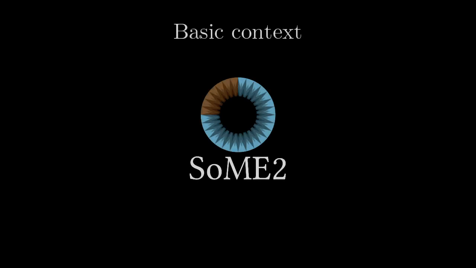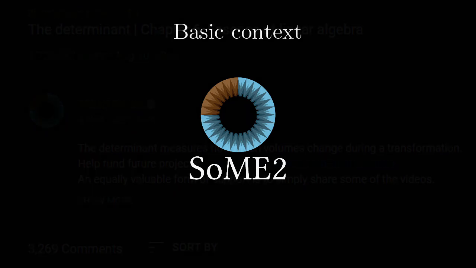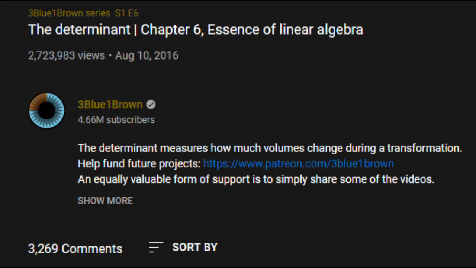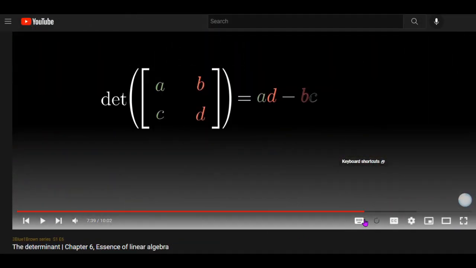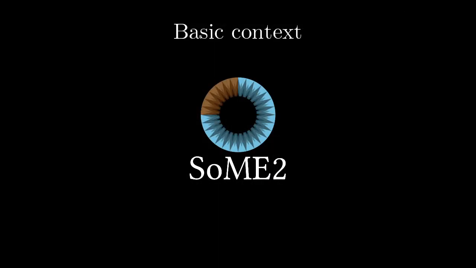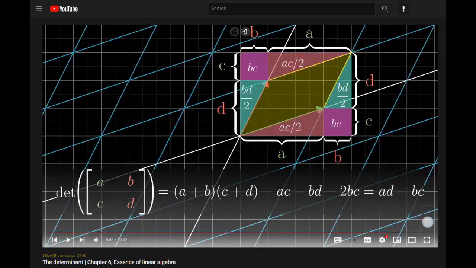So I was rewatching one of Grant's videos on linear algebra the other day when I stumbled into a really interesting problem. The video I was watching was The Determinant, which is chapter 6 of his Essence of Linear Algebra series. And towards the end of it, Grant starts covering how the determinant is actually computed. After giving some of the intuition, he just quickly shows a more precise definition on screen.